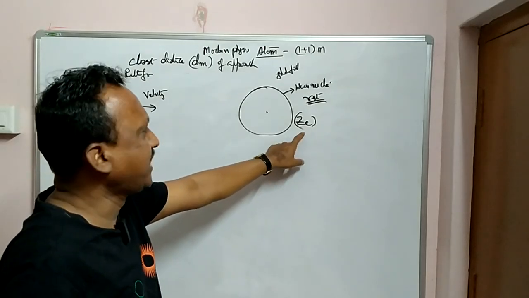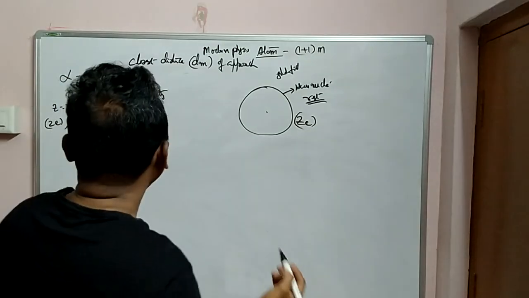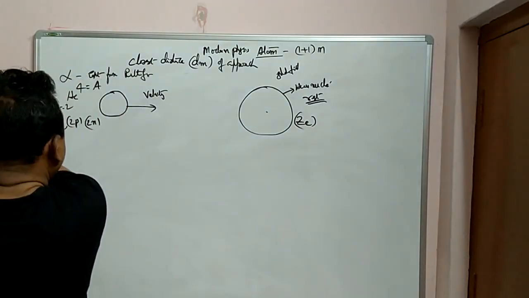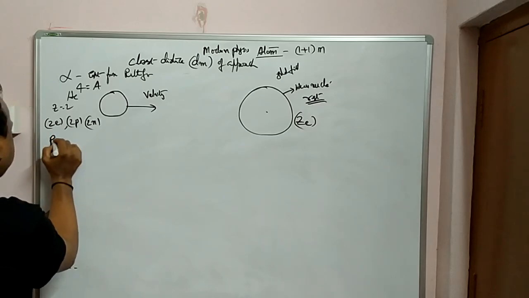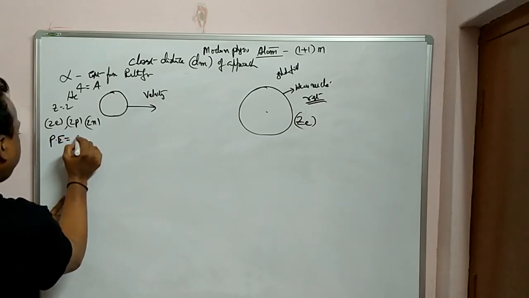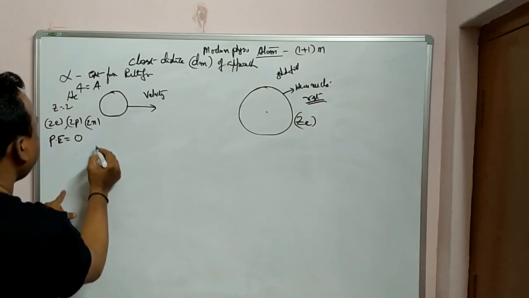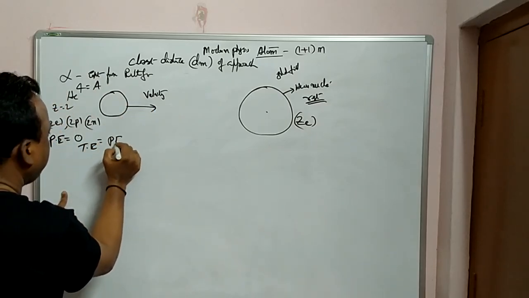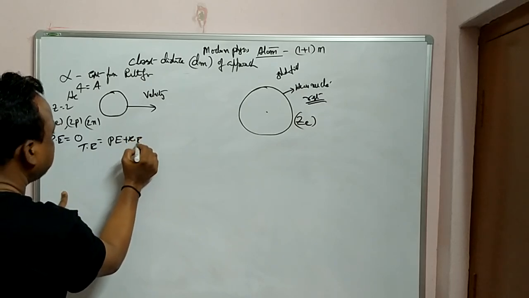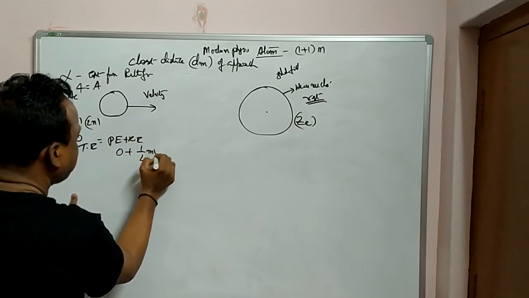We all know what is meant by Z, the atomic number, and e is the charge. And it is coming from a large distance. From a large distance, the potential energy is 0. So what is the total energy? Total energy is equal to PE plus KE, that is 0 plus half mv square.